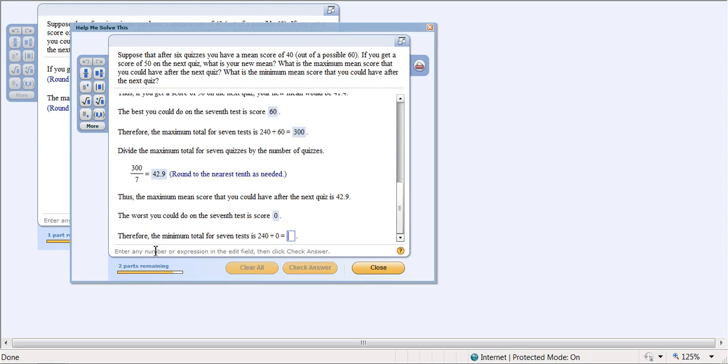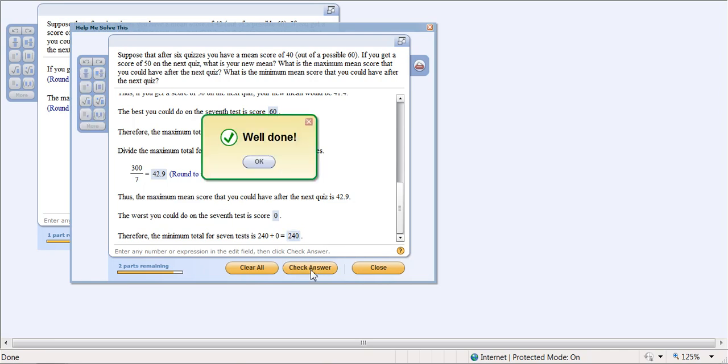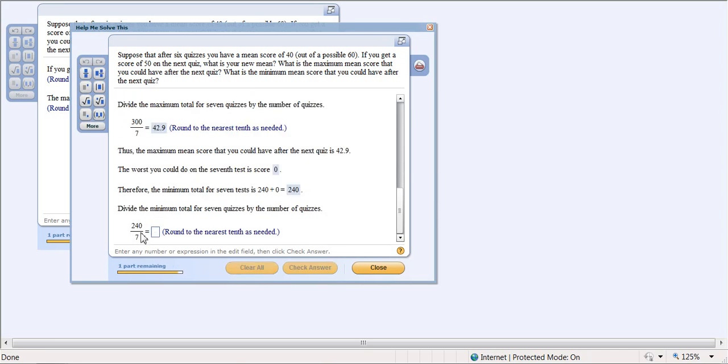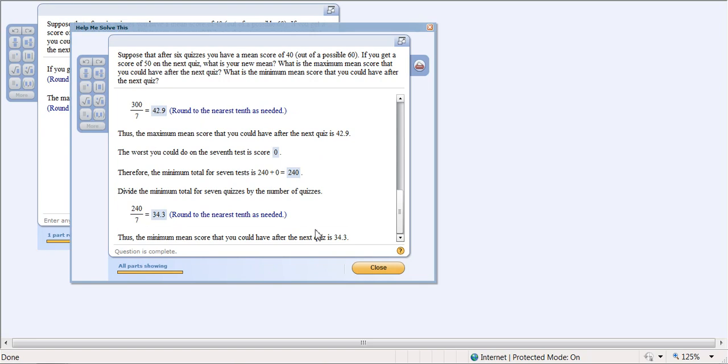Okay. Therefore, if we take the 240 plus 0, we get 240. And we have to divide it by 7 because that was our 7th quiz score. So we're going to take 240 divided by 7. And we get 34.3. Okay, great. So that's the worst we could do after our first 6 quizzes were 240, and we don't get 0, we can end up with this. So that's it.